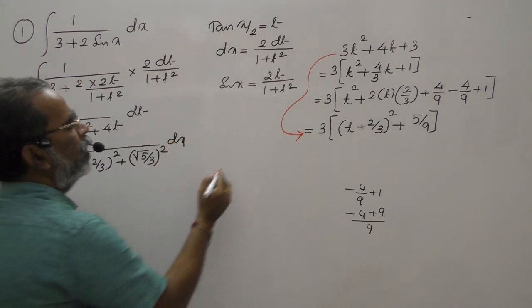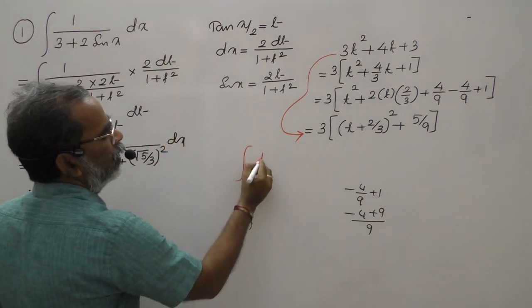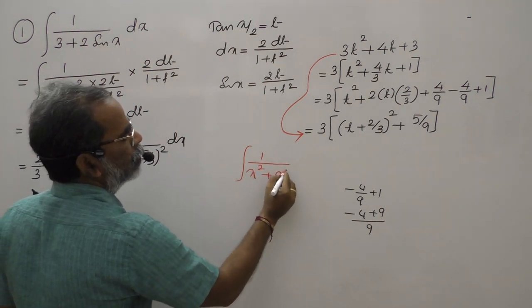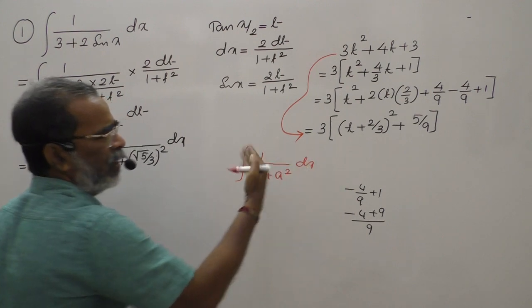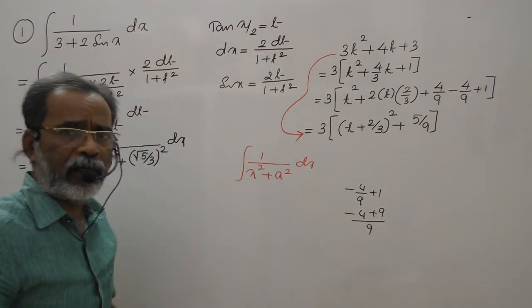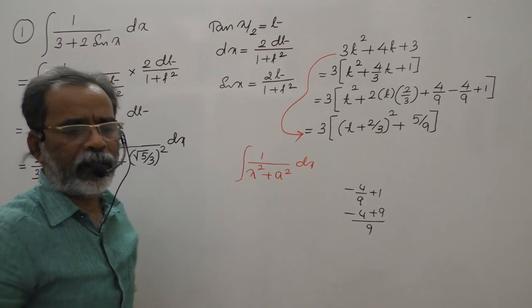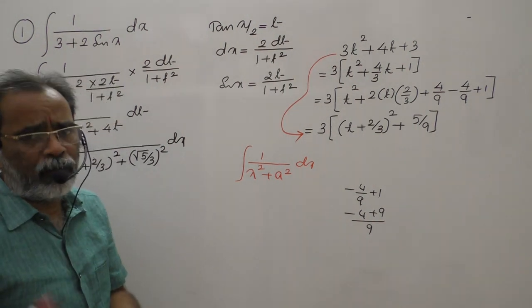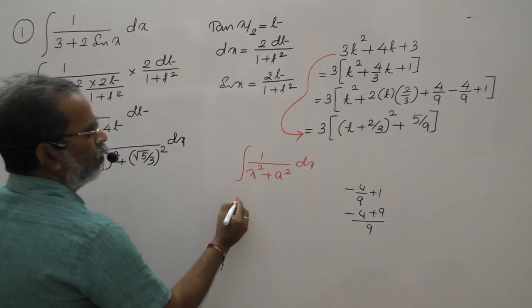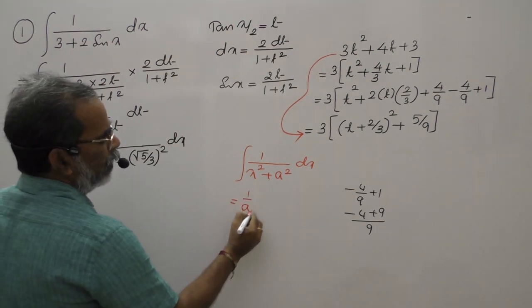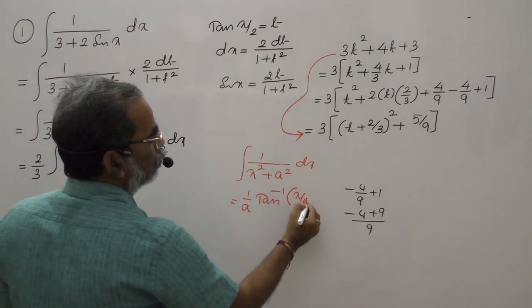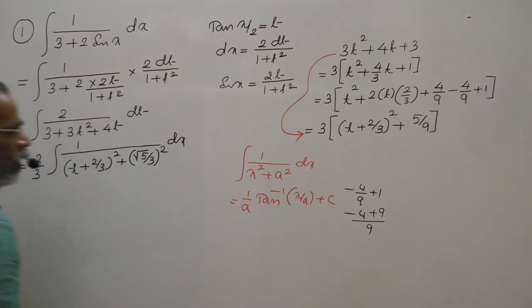Yes. Again it takes the standard integrand form. Integral 1 by x square plus a square into dx. It can be anything, x square plus a square. Sometimes you get x square minus a square. Whichever form you get, you use that formula. The list is there. For this, it is 1 by a into tan inverse of x by a plus c. We will apply here.